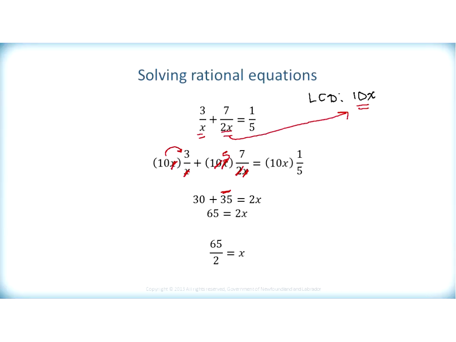In the last term, we cancel out the common factor of 5. So we have 2x times 1, leaving 2x. And so we ended up with a rational equation that is now linear. So we have 65 equals 2x, and of course x equals 65 over 2. Our non-permissible values are x cannot equal 0.